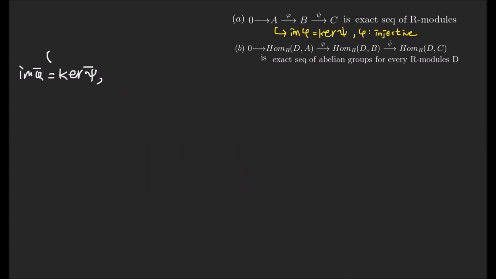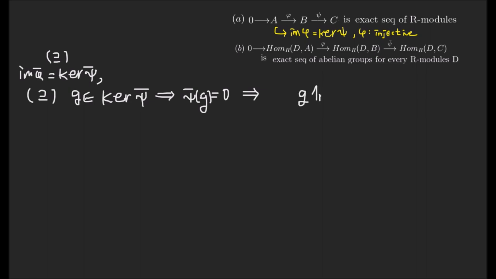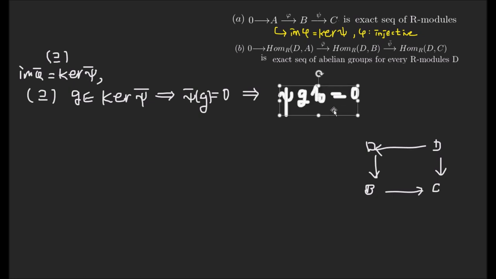Now let's prove the statement on the other side. In this case, first choose g in the kernel of bar psi. Okay. This means literally this. What does this mean? g is a map D to B. g composed with identity on D, and B to C, identity and BC psi. Okay, this is zero. This means psi g is zero.